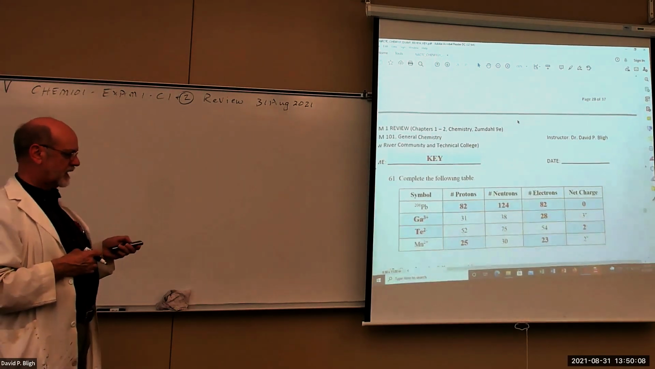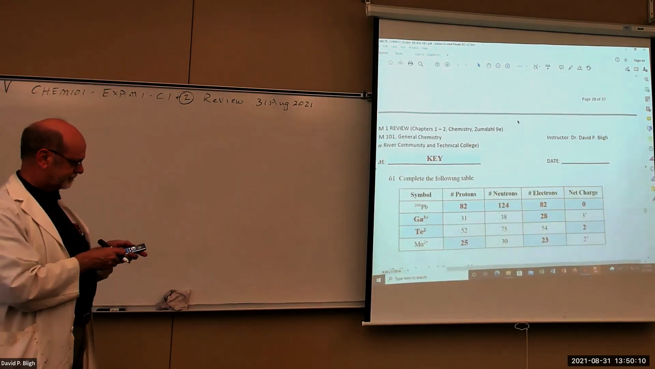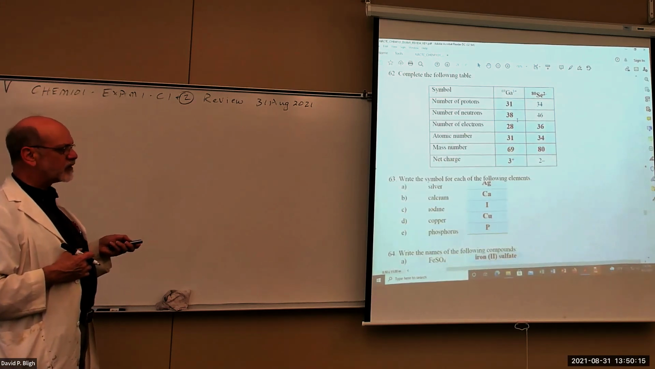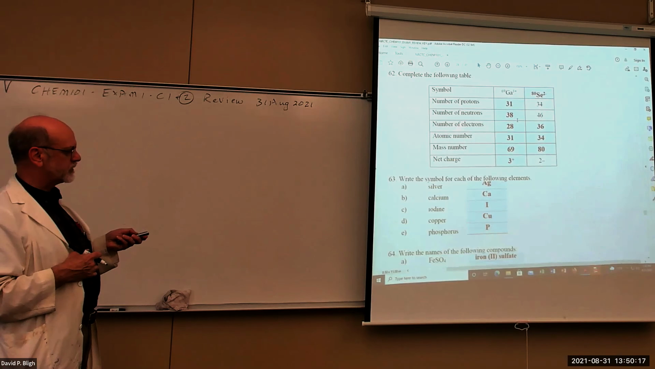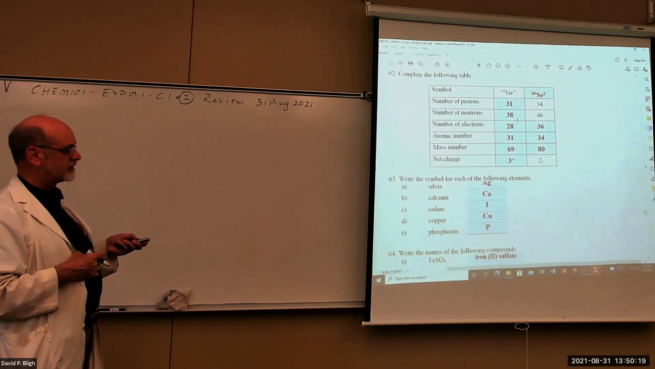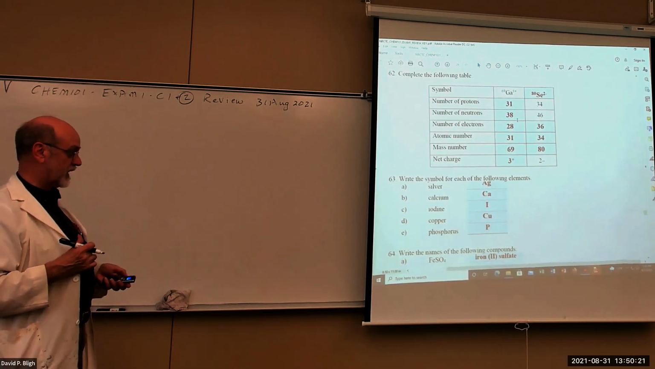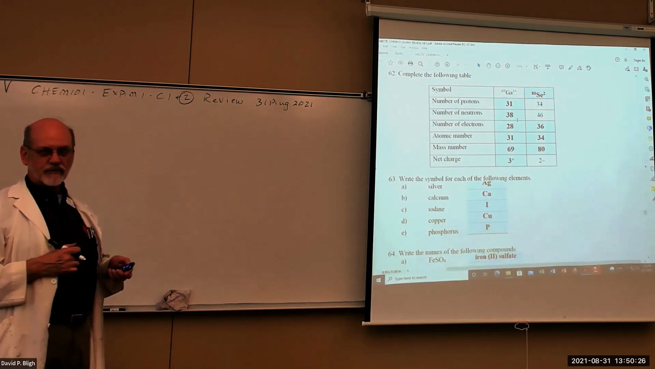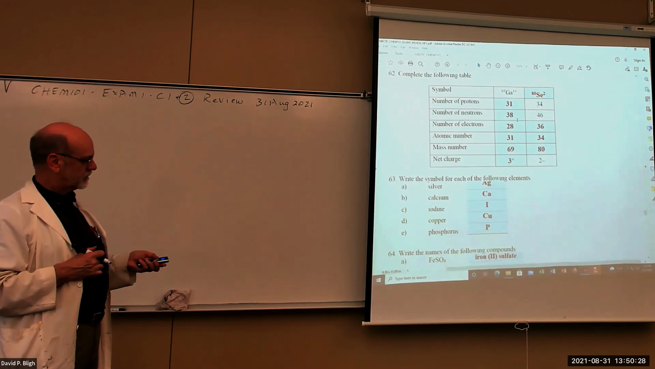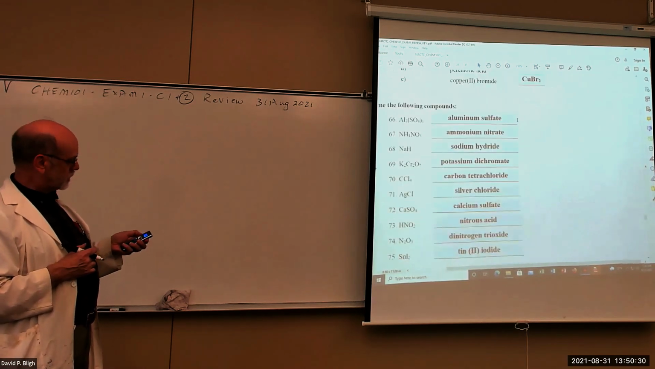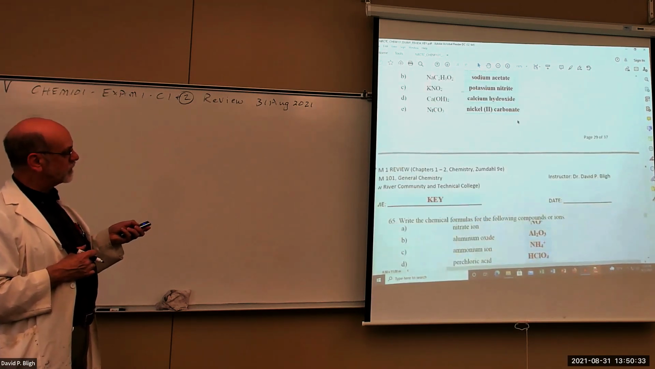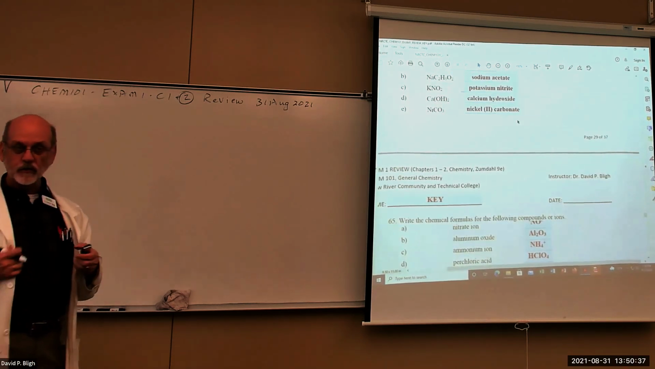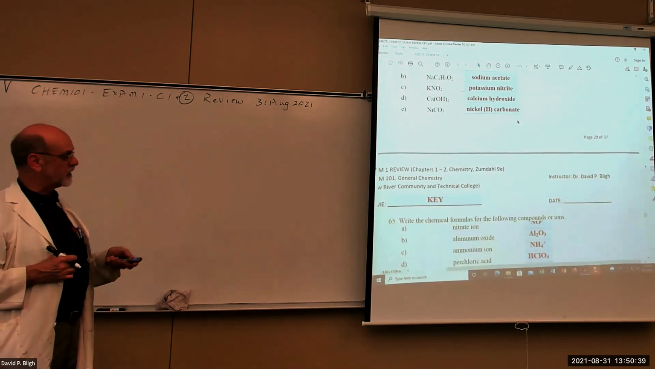All right. You can do the rest of them. This is a similar approach, like protons, neutrons, electrons, atomic number, mass number, net charge. I'm not going to waste time on that one. Write the symbol for each of these. You should have those flashcards memorized by now. And then next, we write the names from the formulas. You can do those. Use the rules, type 1, type 2, type 3. Process of elimination.